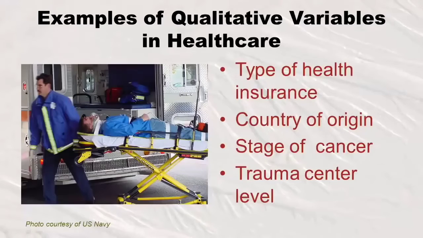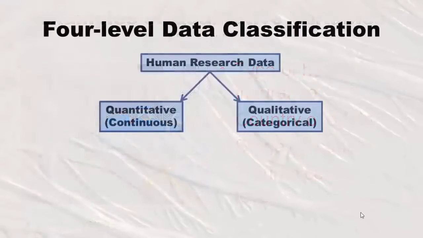Same with trauma center level, like a level 4 trauma center. You wouldn't make a mean out of the number after the term trauma center, like what level it is. But you could say that in the state, maybe so many percent of our trauma centers are level 4 trauma centers. So it's really just a categorical variable, even though there's a number involved.